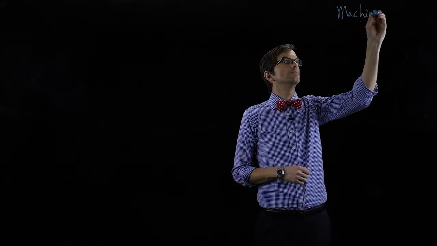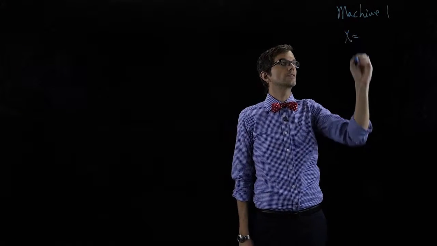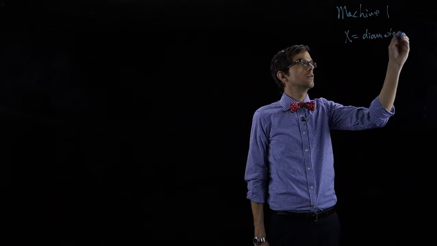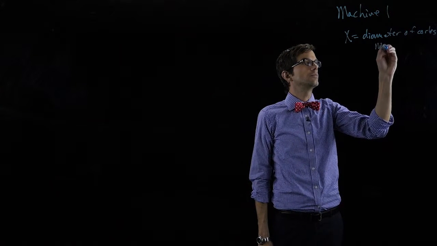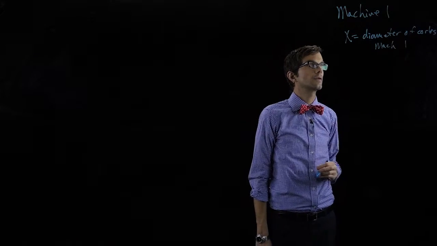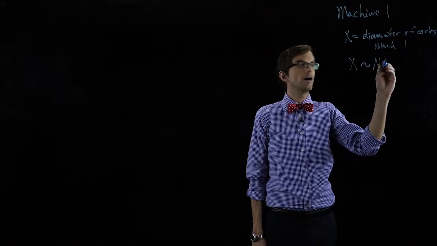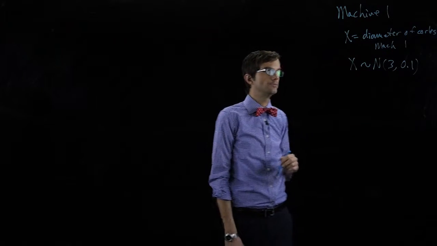Here's machine 1, and let's say that random variable x measures the diameter of corks from machine 1, okay? And x is normally distributed with a mean of 3 centimeters and a standard deviation of 0.1 centimeter.